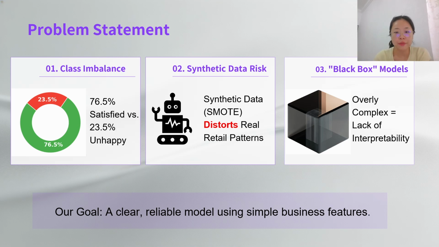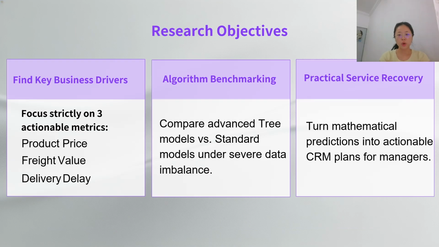Before building the model, we must face some major data challenges in the massive Brazilian Olist dataset. First, there is a huge data imbalance. Satisfied customers greatly outnumber unhappy ones by roughly 76.5% to 23.5%. Second, many researchers try to fix this by using fake data generation methods like SMOTE. However, adding fake customer data can hide the true patterns of real retail sales. Lastly, many modern models are overly complex black boxes. They are just too hard for managers to understand quickly. Therefore, my goal is to build a clear, reliable model that captures service failures using a simple set of business features. This brings me to my core research objectives.